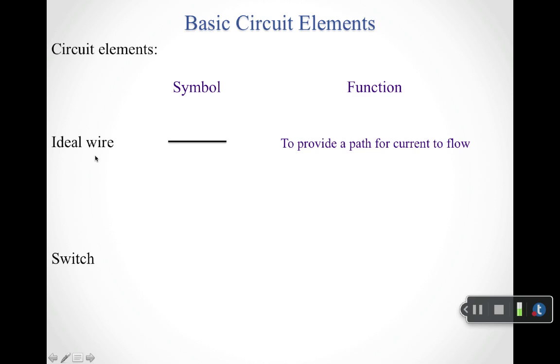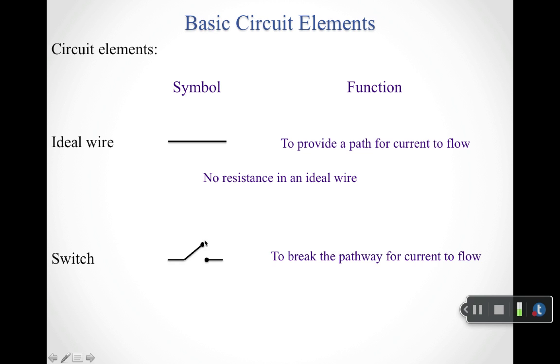An ideal wire is just going to be a line. Its point is simply to provide a path for the current to flow. There's no resistance in an ideal wire. So obviously the ideal part here is the fact that we're going to care about wires that don't have resistance. If it does have resistance, we're going to call it a resistor.